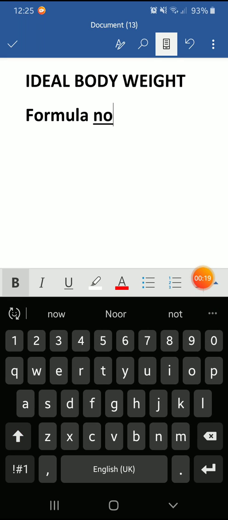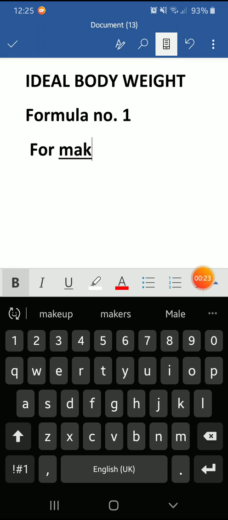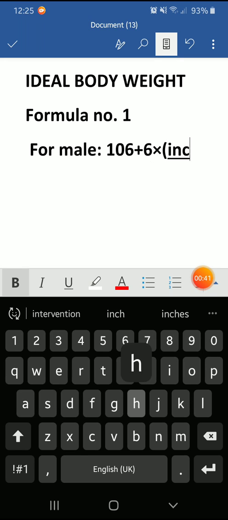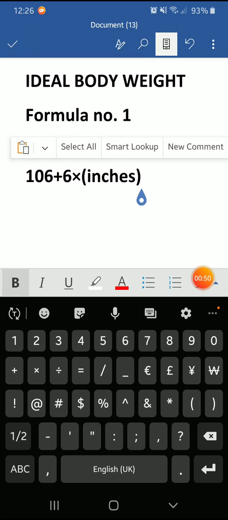Formula number one. For male, it would be 106 plus 6 into whatever the height would be in inches. 106 for 5 feet plus 6 into whatever the inches would be.